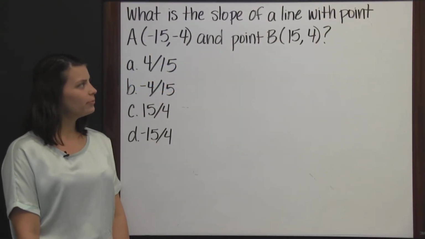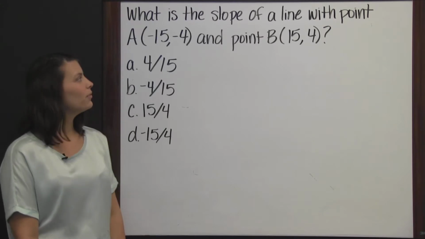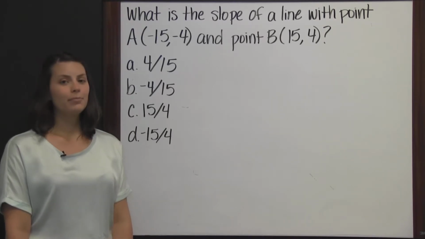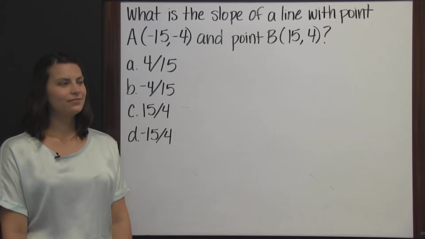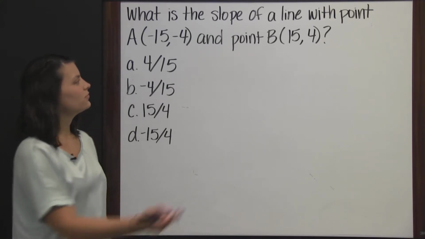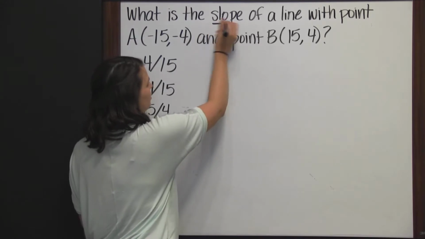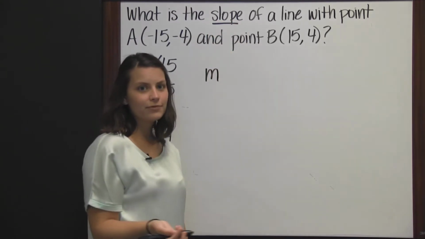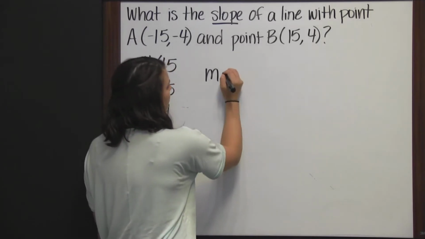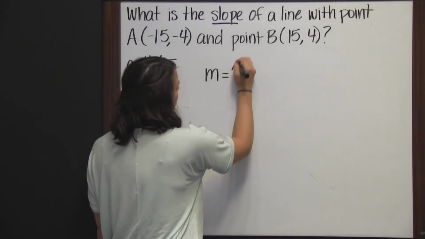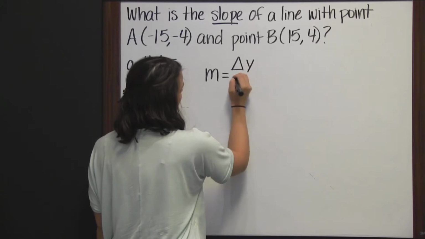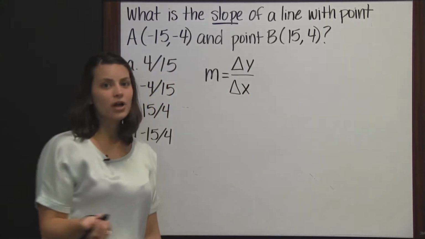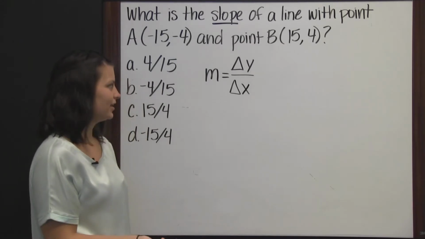What is the slope of a line with point A, negative 15, negative 4, and point B, 15, 4? To find the slope of a line, we use m for slope usually in math. The slope is the change in y divided by the change in x. And that triangle stands for change in.